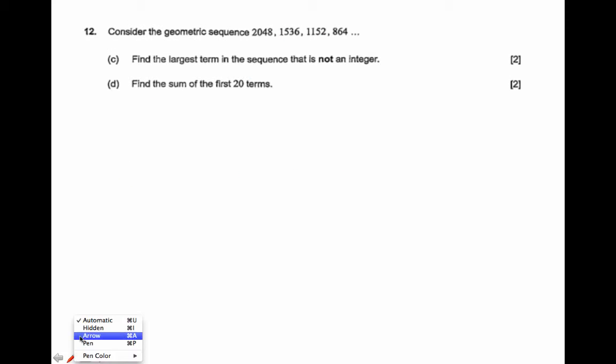In part C, we're asked to find the largest term in the sequence that is not an integer, so not a whole number. Since the sequence is going down, it's never going to get bigger than 2048. So if we start here at 864, I'm just going to see what would happen. What would the next term be? And I'm going to see when it stops being an integer, basically.